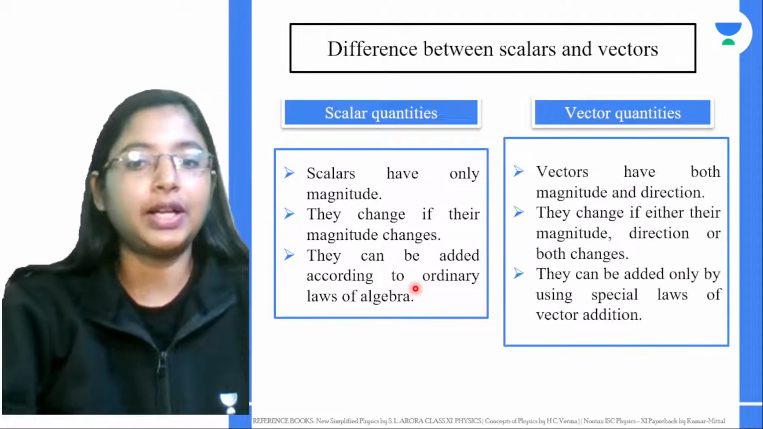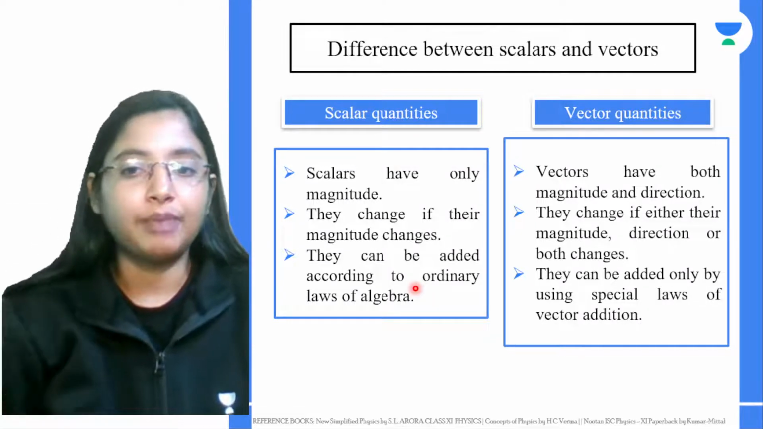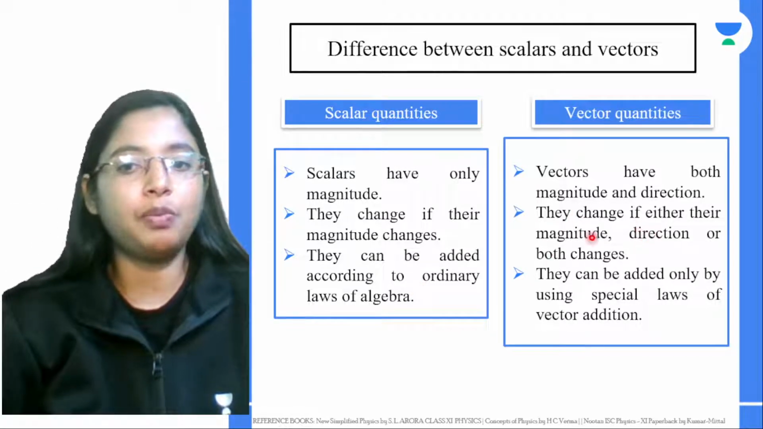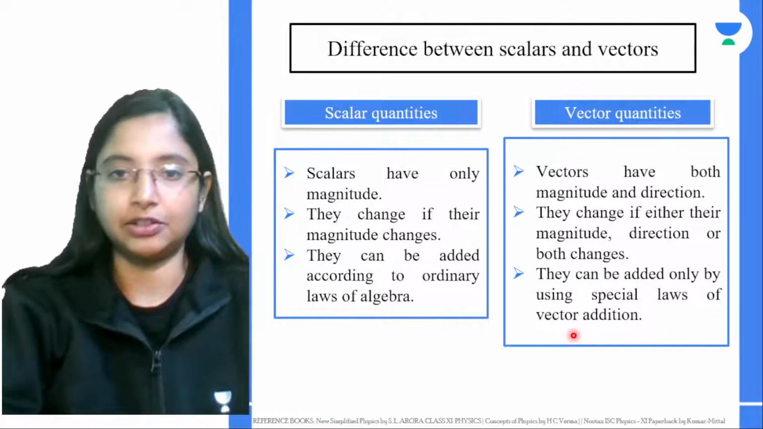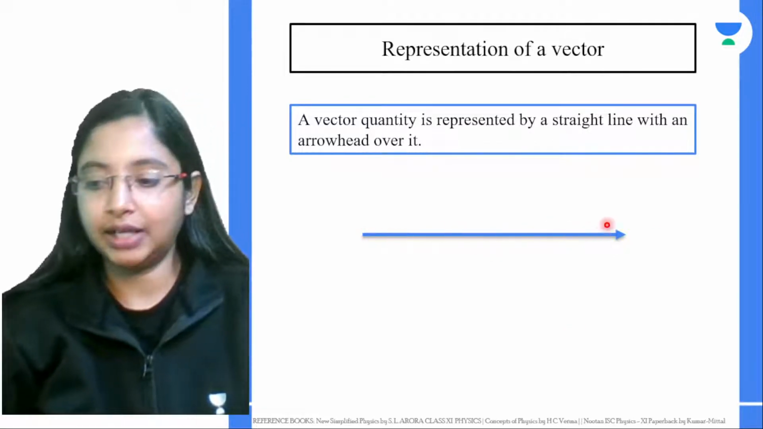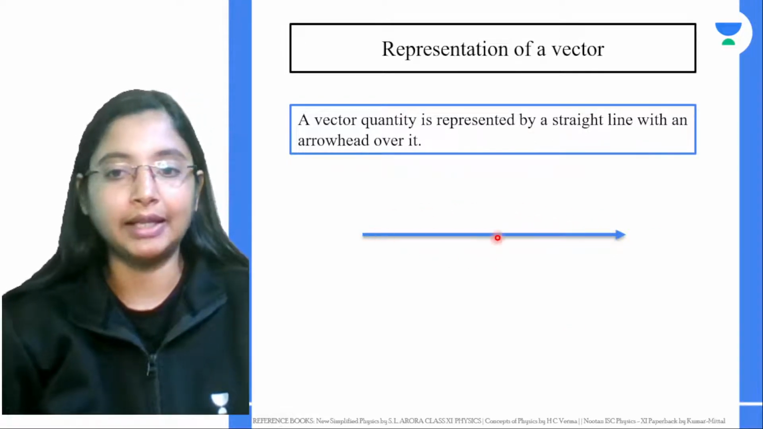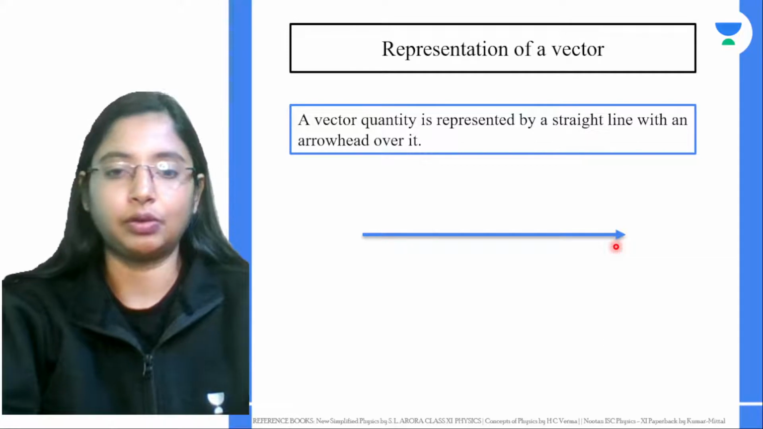But if you take vector quantities, they have magnitude and direction. So they can change if magnitude changes, direction changes, or both change, and they can only be added using special laws of vector addition. Whenever you represent a vector, the length of the vector tells you the magnitude, and the arrowhead points towards the direction the vector is going.